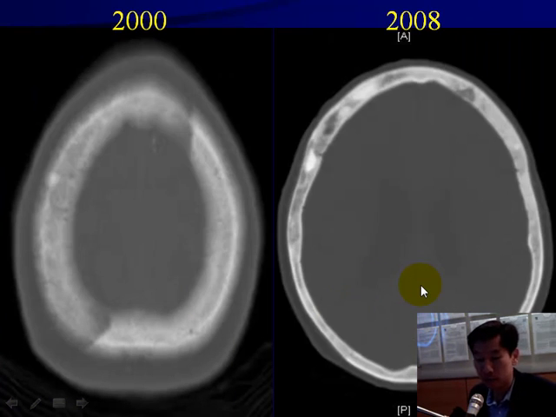The same patient, the slide is shifted to the right, but in this same patient 8 years later, where we had that large lytic lesion in the right side of the skull, now you can see the cotton wool appearance, the repaired bone, and the expansion of the diploic space. So this is the cotton wool appearance on CT scan.